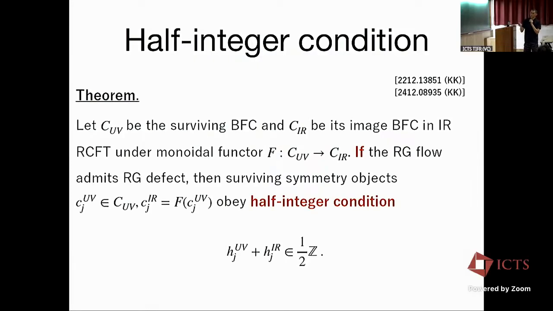And here we can prove the following theorem. Let C_UV be the surviving braided fusion category, and C_IR be its image braided fusion category under this monoidal functor. And here is the assumption part. If the RG flow admits an RG defect, I will soon explain what an RG defect is. And then the result is the surviving symmetry object Cj_UV and its image Cj_IR obey the half-integer condition. So these are the conformal dimensions of these two objects, and then their conformal dimensions should sum up to a half integer.